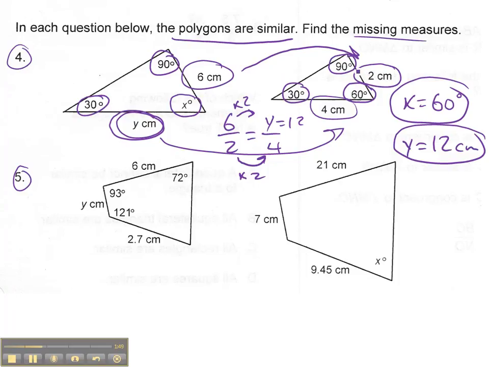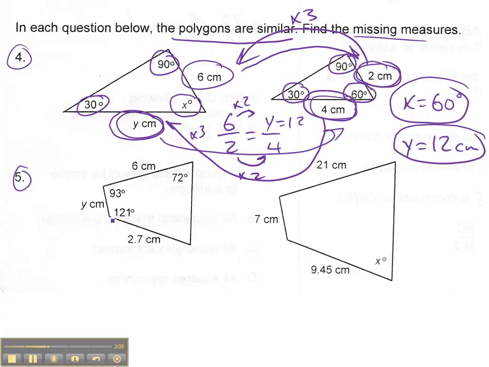Now looking at the triangles, we can see that we can get from the smaller triangle to the larger triangle by multiplying by a scale factor of 3. 2 times 3 is 6, and 4 times 3 would give us 12. So that's further confirmation that we did this right.